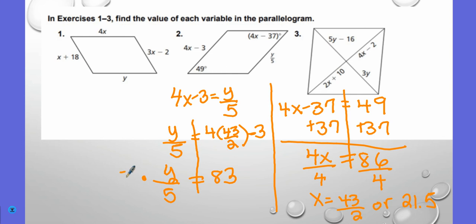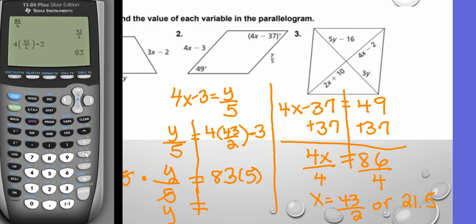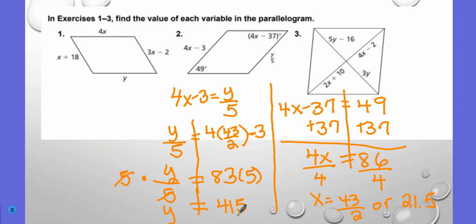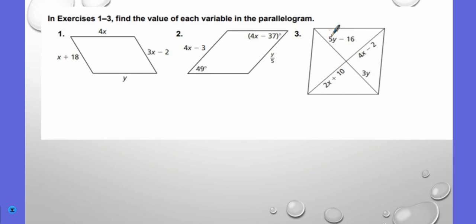Okay, and then I'm going to times 5 on both sides to get rid of this fraction. So I'm going to times 5 over here, and I get y, this goes away, equals, and then let's go grab that calculator again, 83 times 5, 415, and we are finished. So we found x and y for number 2. Okay, clear that. Let's get number 3, and then we know the properties of the parallelogram.